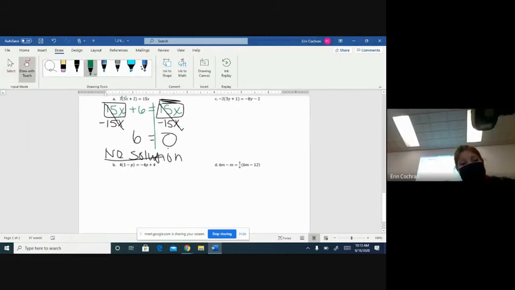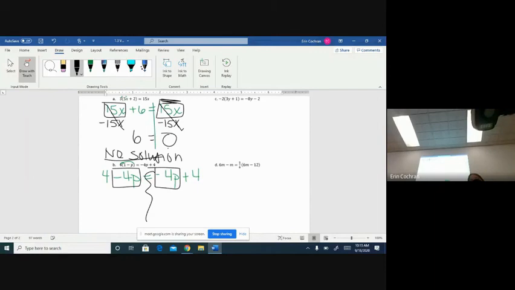I say distribute again, right? So 4 times 1 is 4, and 4 times a negative p is negative 4p. Okay. So now looking at my p's, I have a negative 4p and I have a negative 4p. What do you guys notice about those? They're both negative, and aren't they the exact same? So what's going to happen to them?